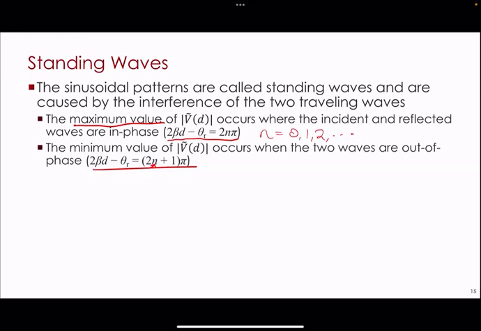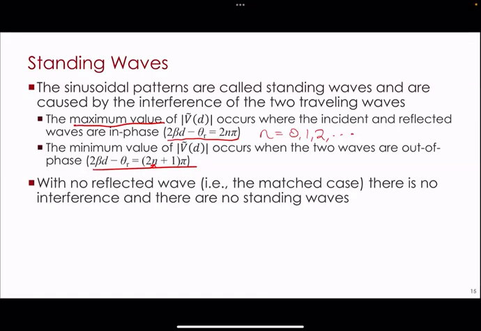Okay, so if we have no reflected wave, life is good. We don't have a standing wave. There's no interference. We just have that nice case of one wave coming down, and the magnitude isn't changing with position on the transmission line.